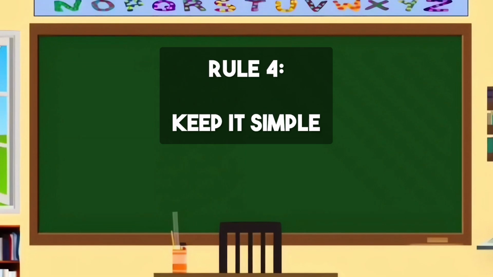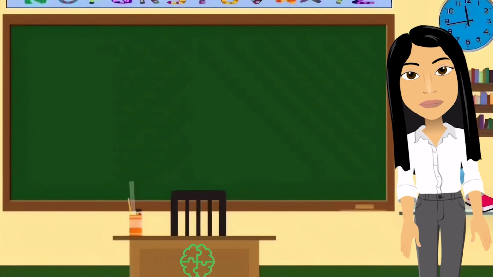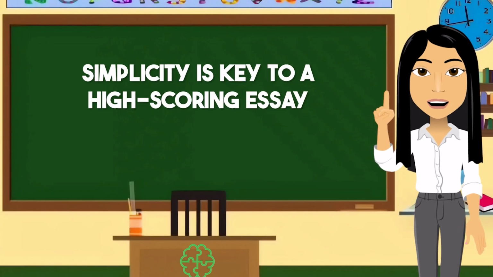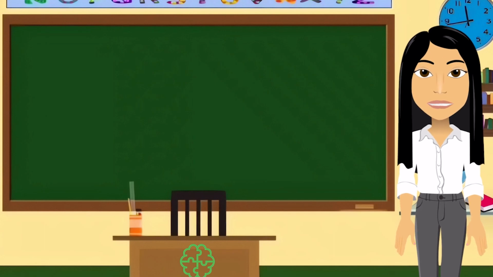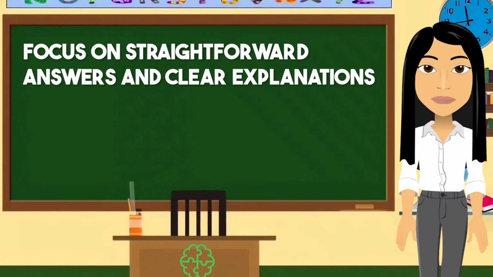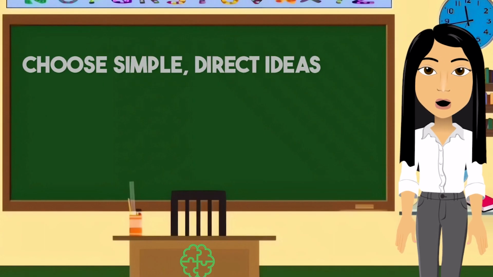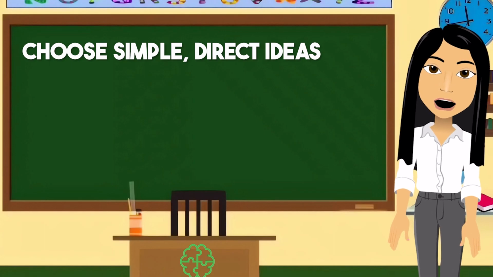Rule 4. Keep it simple. Finally, rule number 4 is to keep it simple. Simplicity is key to a high-scoring essay. Avoid overcomplicating your ideas or using convoluted language. Instead, focus on straightforward answers and clear explanations. When you encounter a question, choose simple, direct ideas rather than trying to impress with complex concepts.